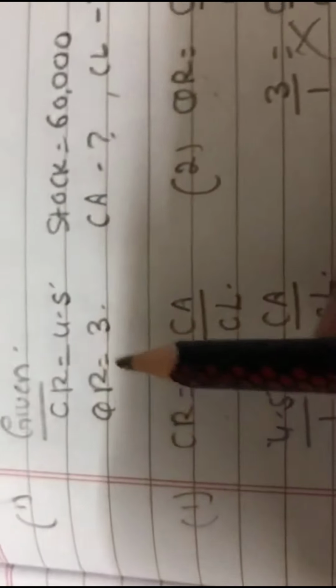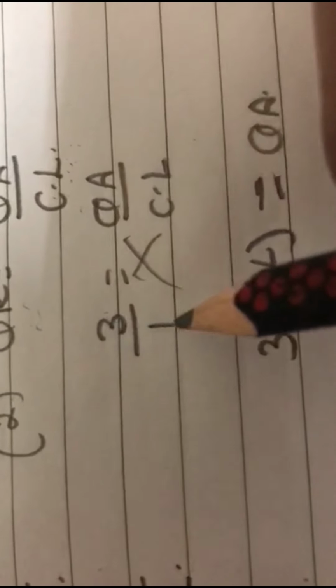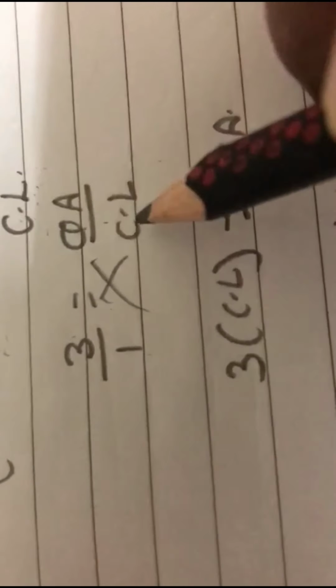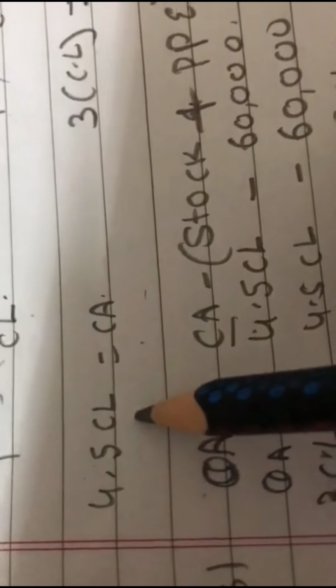So what is the ratio given? 3. So 3 is to 1. 3 divided by 1 is equal to quick assets divided by quick liabilities. Therefore, 3 current liability is equal to quick assets after cross multiplying. So now we have ascertained that current assets is equal to 4.5 CL and quick assets is equal to 3 CL.